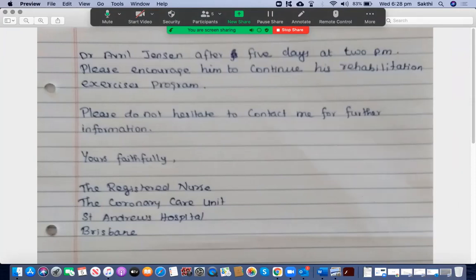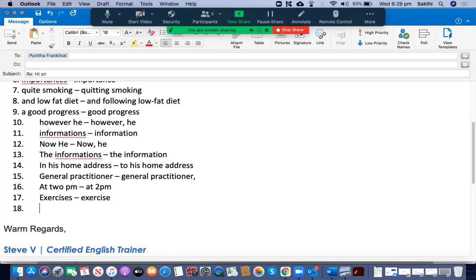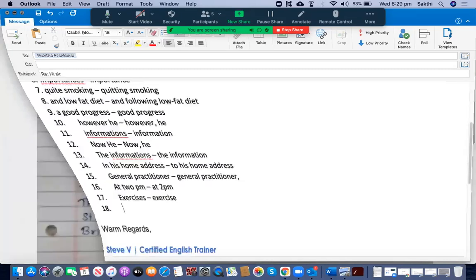Please encourage him to continue his rehabilitation exercises program. Is that exercises or exercise? Rehabilitation exercise program. I think it's not exercises. Did they mention it in plural in the case notes? I have not put that. Did they mention exercises, this program, the name in the plural, one noun? One second, sir. I think it must be exercise program.